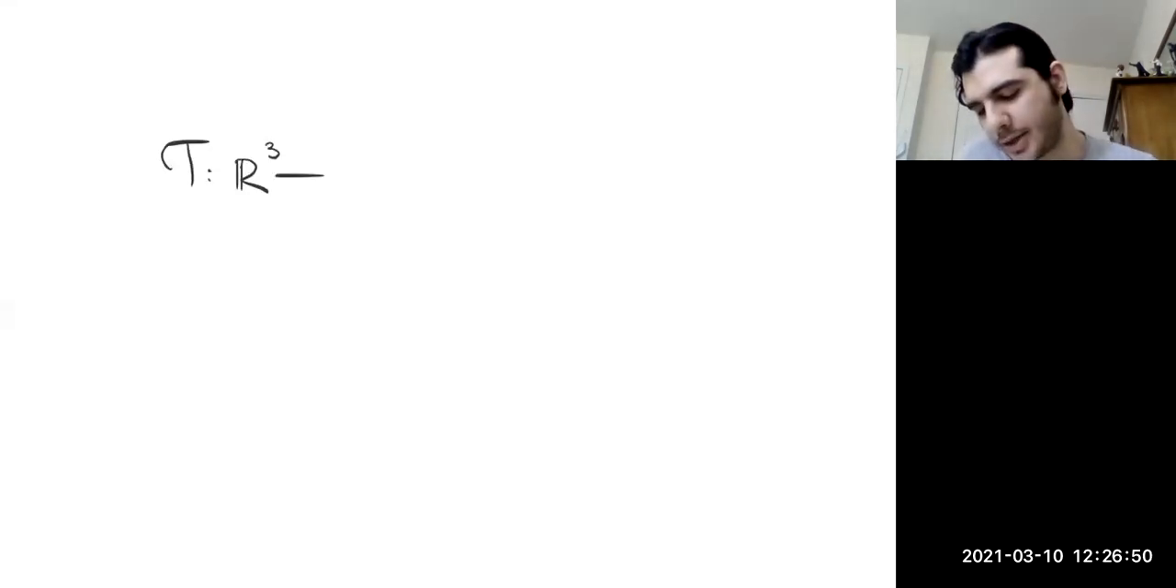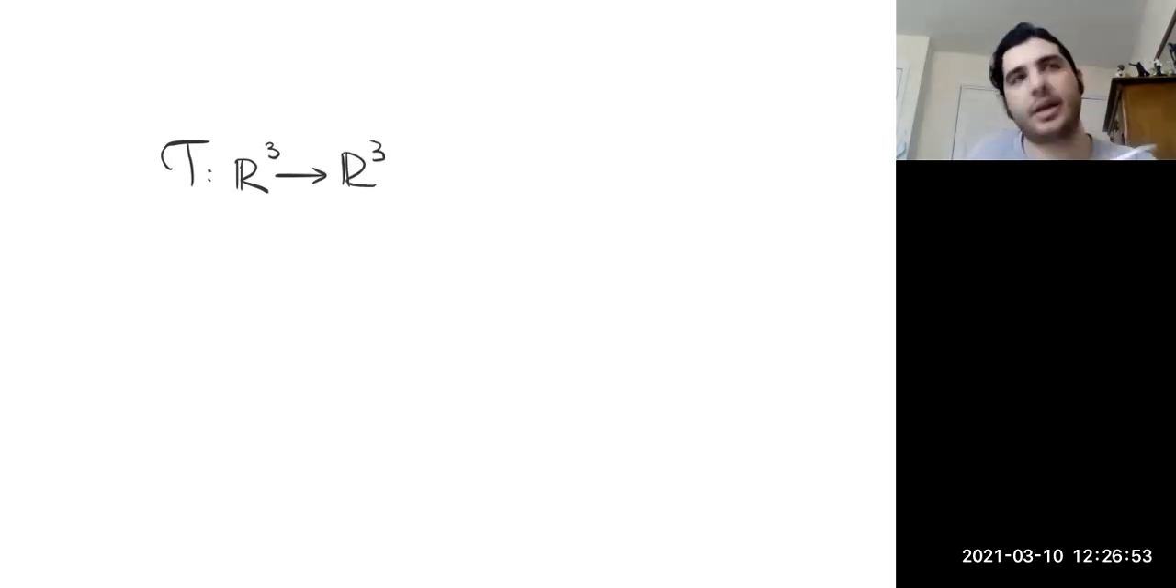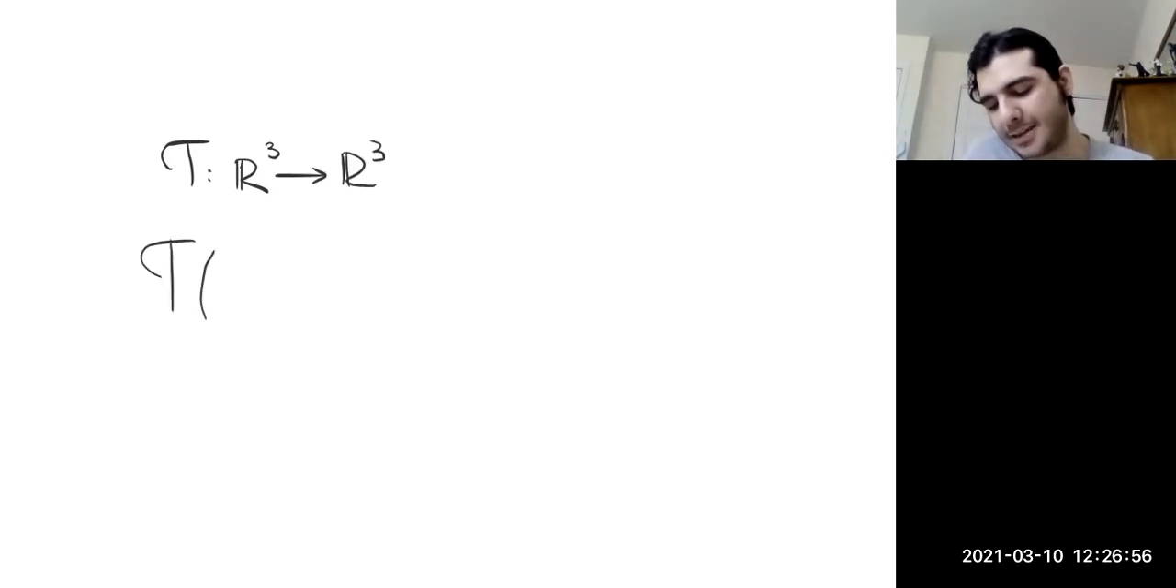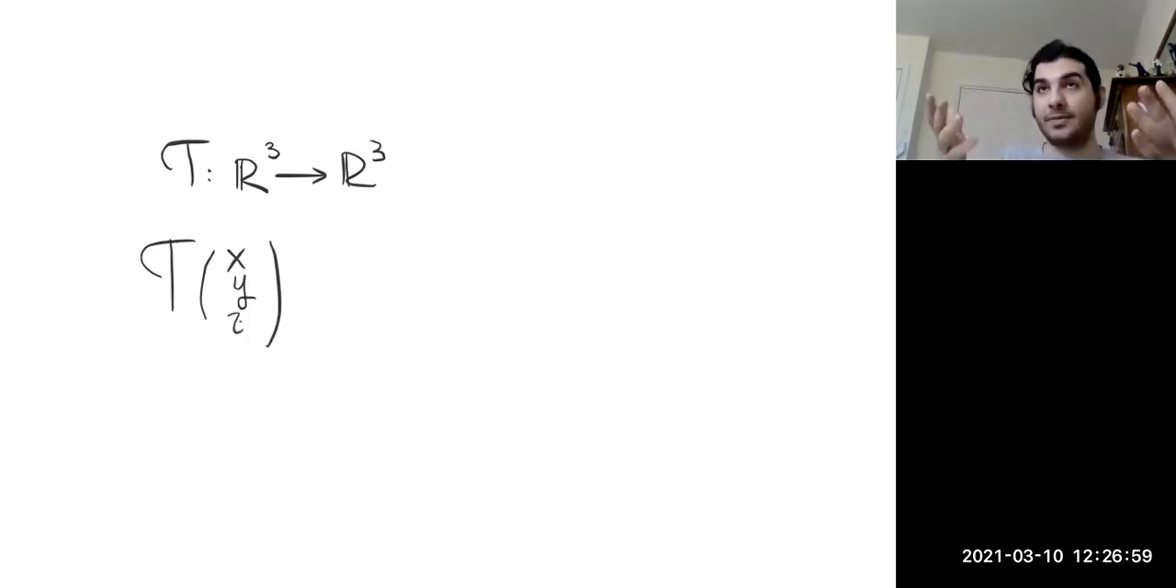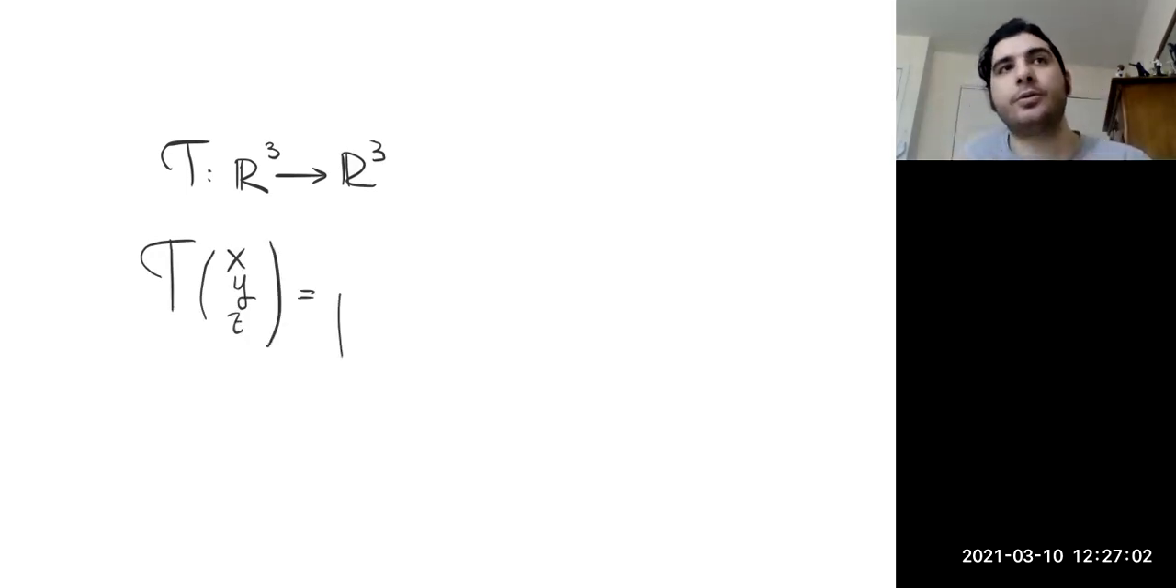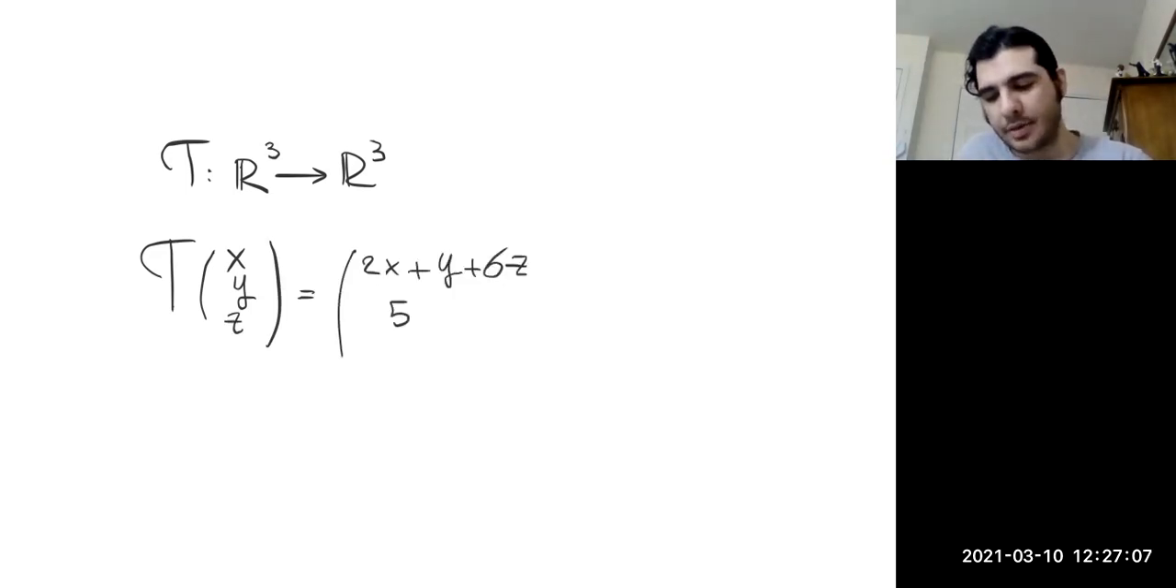Okay, let's do a little bit of computational problems. I think you probably are good with computational problems, but it's good to practice. So let's start with this. Suppose we have a map T from R3 to R3 defined like this. T of x, y, z for any vector x, y, z in R3 is equal to 2x plus y plus 6z, and 5x plus y, and 7x plus y minus 4z. Okay.